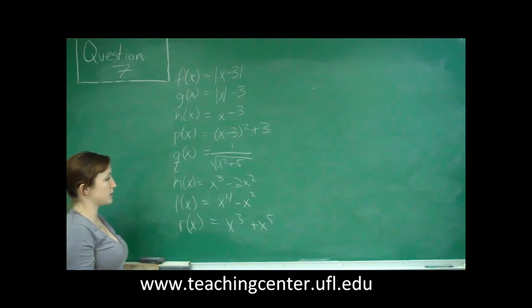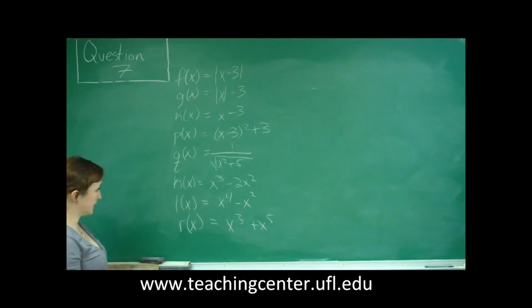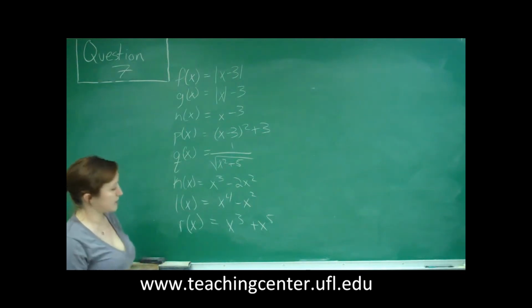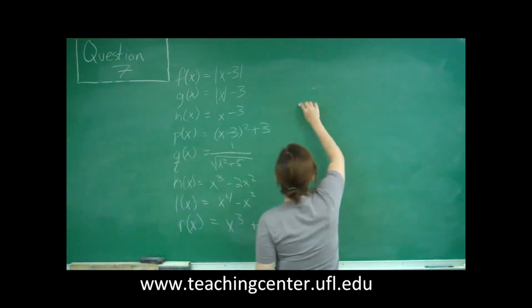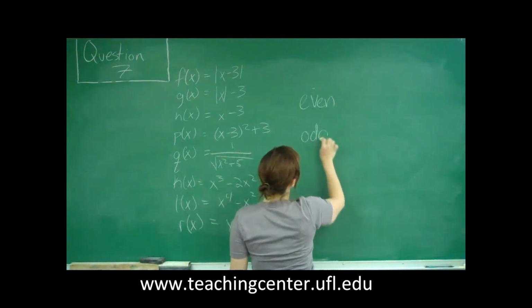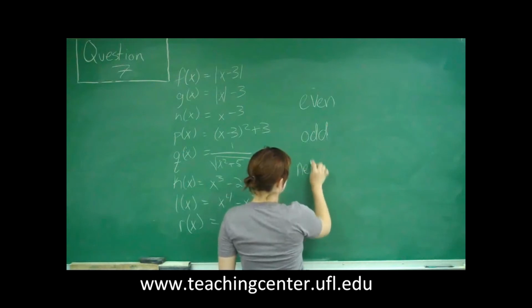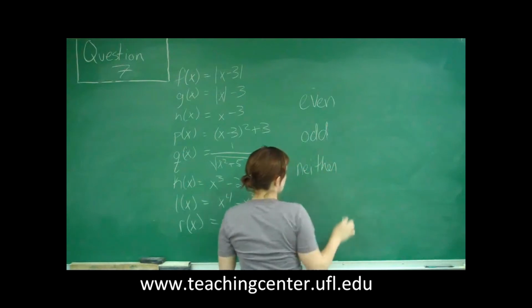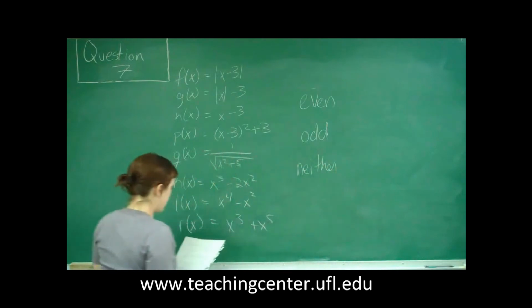square root of x squared plus 5, k of x is equal to x cubed minus 2x squared, L of x is equal to x to the 4th minus x squared, and R of x is equal to x cubed plus x to the 5th. We want even, odd, or neither. Or neither, however you say it.